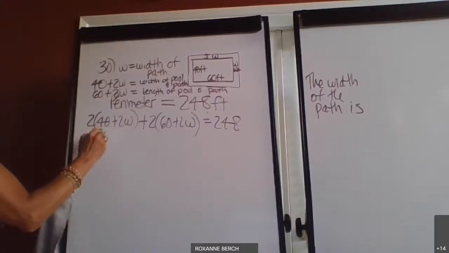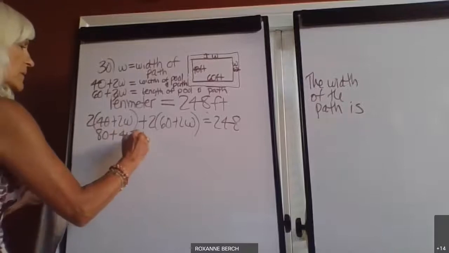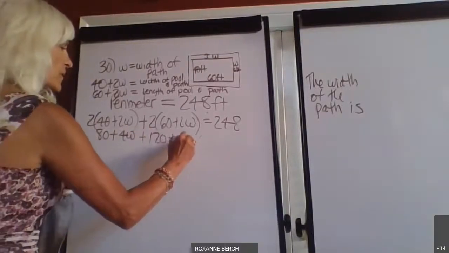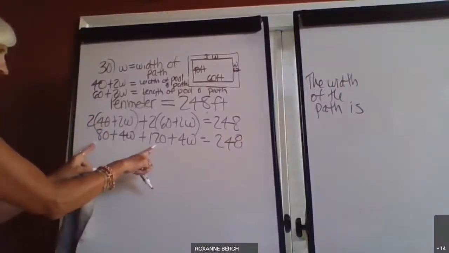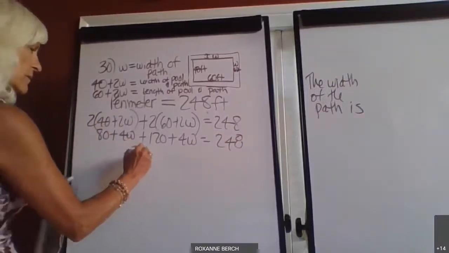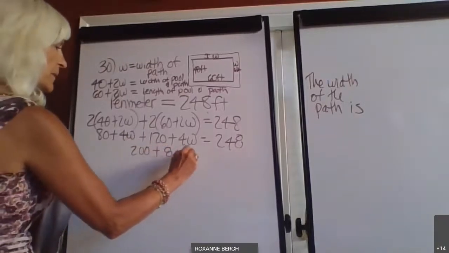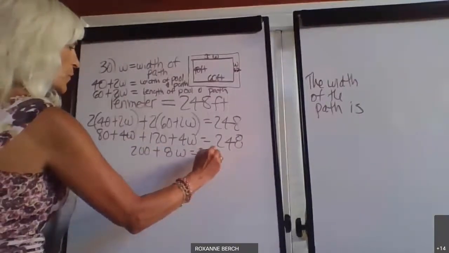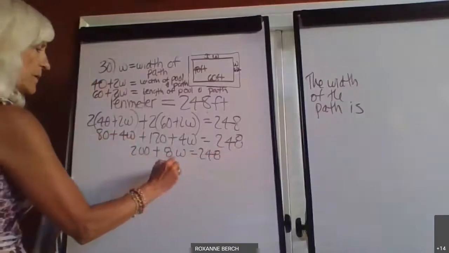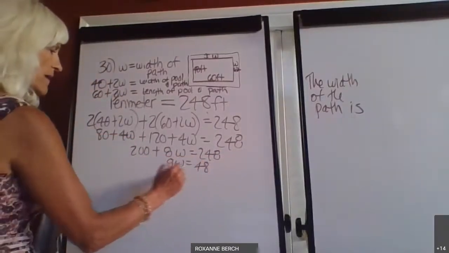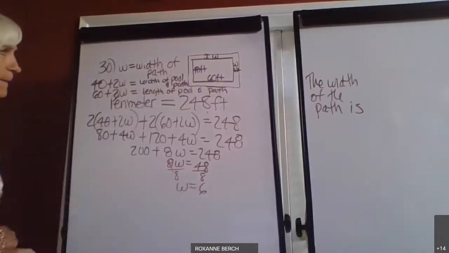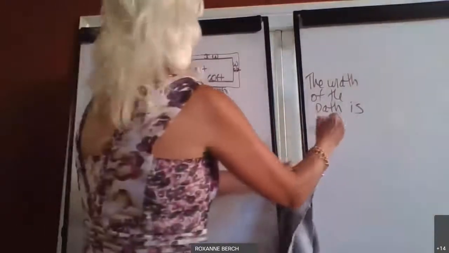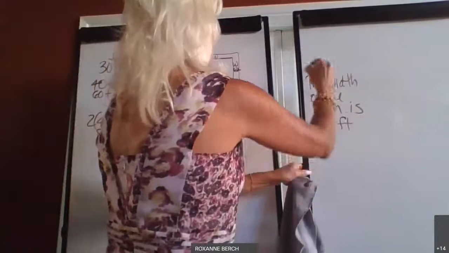So this would be 80 plus 4W plus 120 plus 4W is equal to 248. So combine the like terms, this would be 200 plus 8W is equal to 248. And that would be 8W is equal to 48, divide by 8, W is equal to 6. So the width of the path is 6 feet.